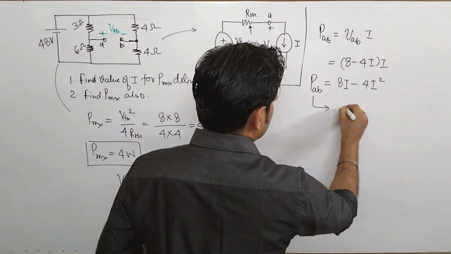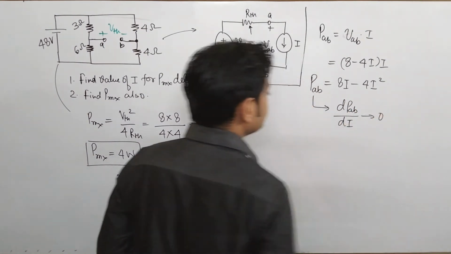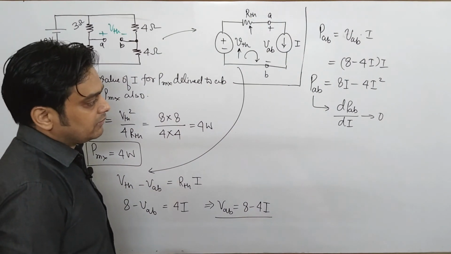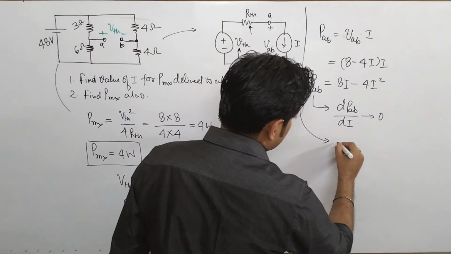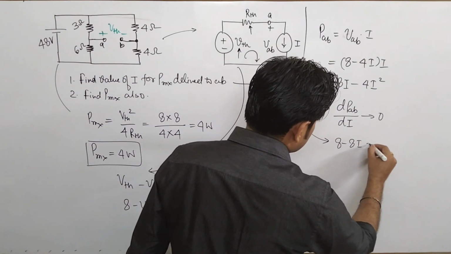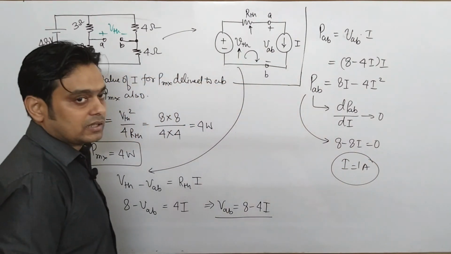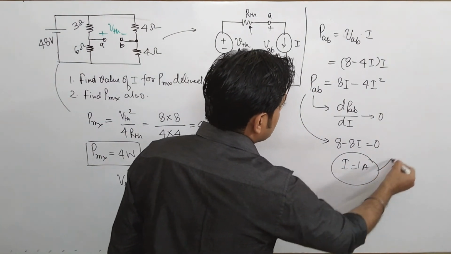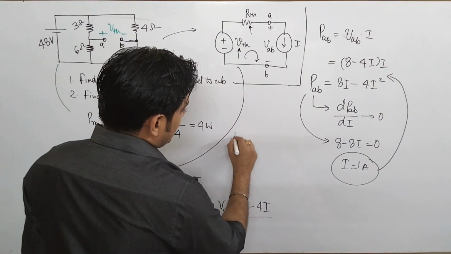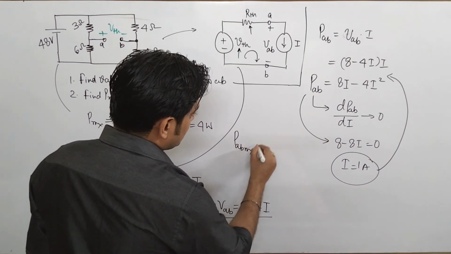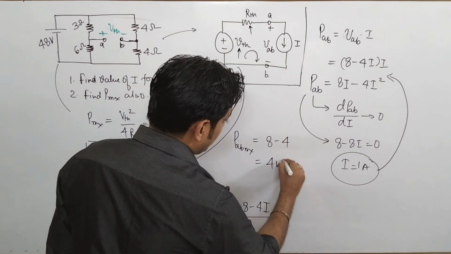Now for maximum power, you can say that dPAB upon dI goes to 0. Yes, for finding out the maximum power, dPAB upon dI goes to 0. So if you find the differential of this, it comes to be 8 minus 8I is 0. So the value of I comes to be how much? It is 1 ampere. With this you have found another answer. And once you know the value of I equal to 1 ampere, you can put it here and find the value of PAB. And under that condition, PAB will become maximum. So that comes to be how much? 8 minus 4. That comes to be 4 watt.